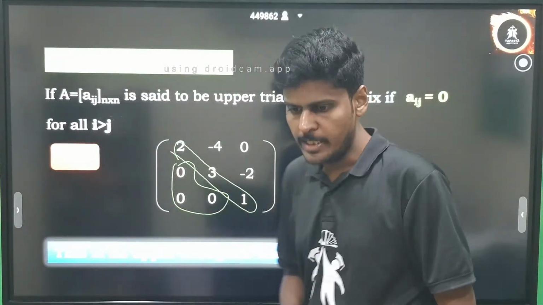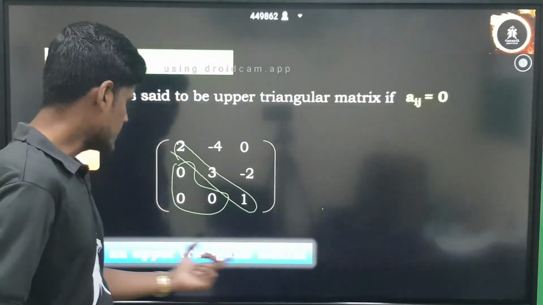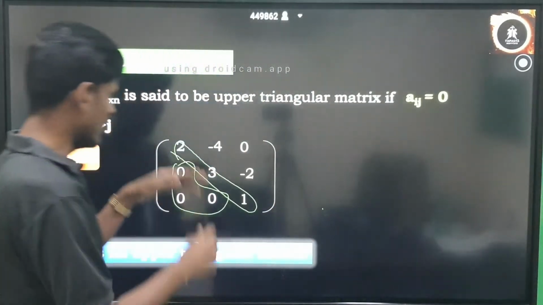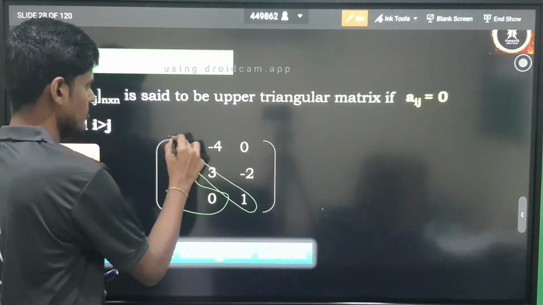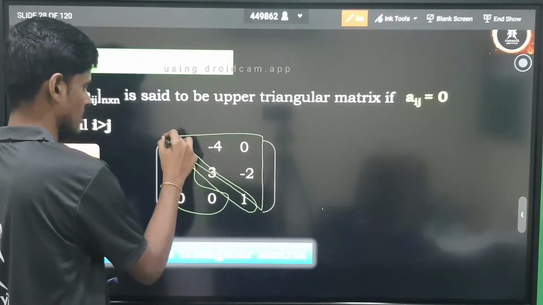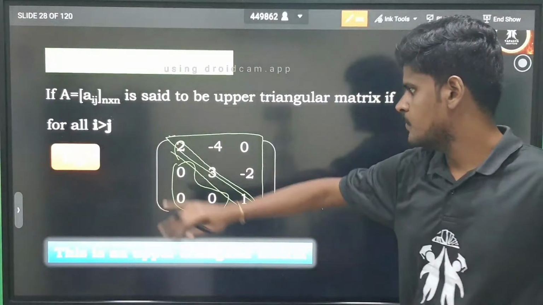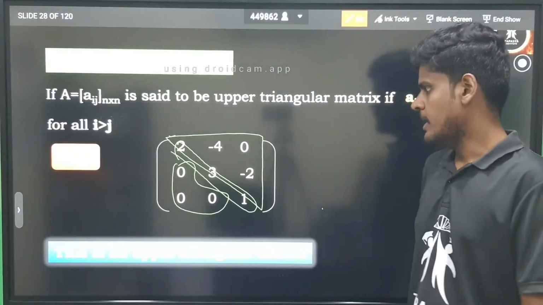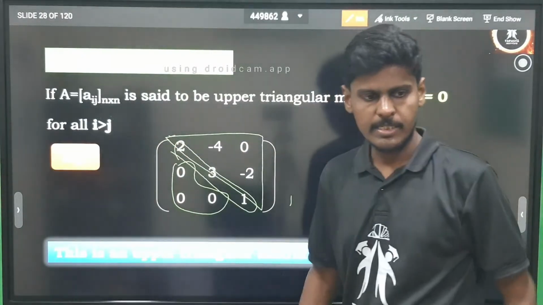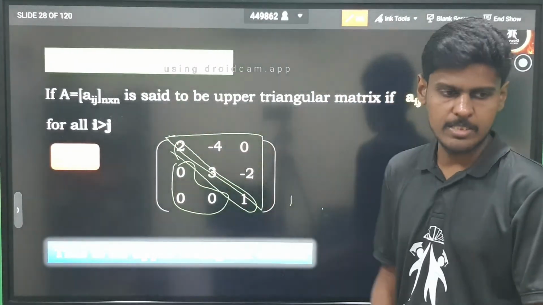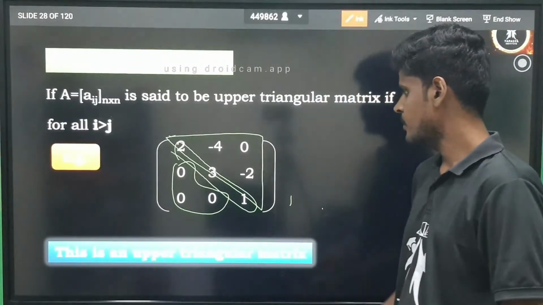Okay. In particular, this matrix is also called an upper triangular matrix. Why do we call this an upper triangular matrix? Because only this region forms a triangle. Yes or no? This region forms a triangle and the elements below the triangle become 0. That means this triangle is formed by the upper triangular elements, the region above the diagonal elements. That's why it's called an upper triangular matrix.